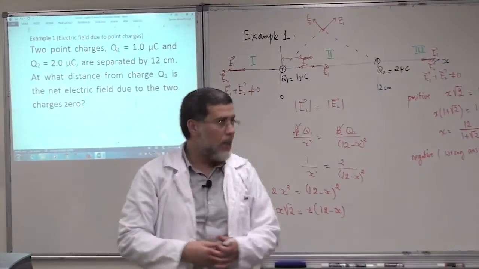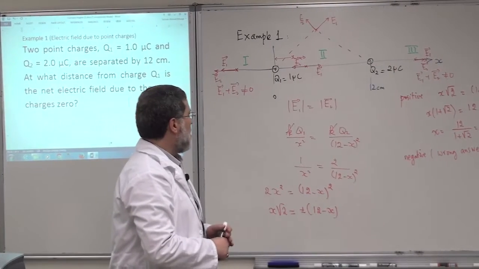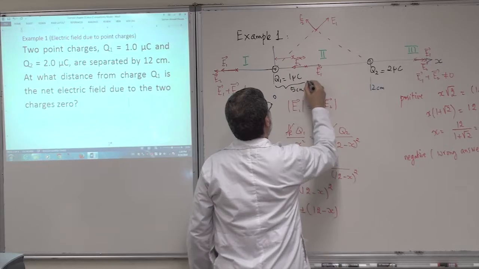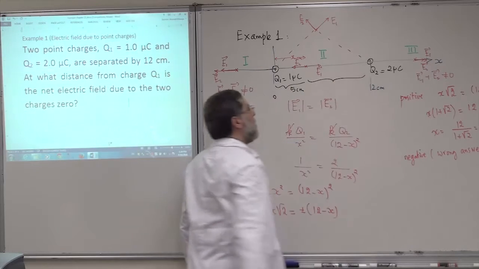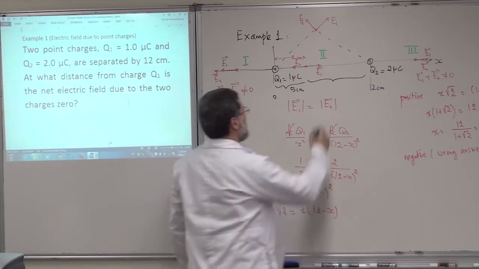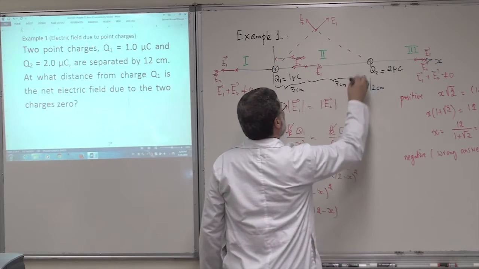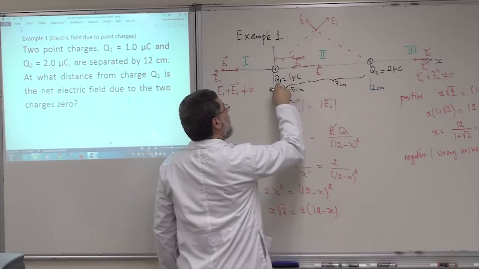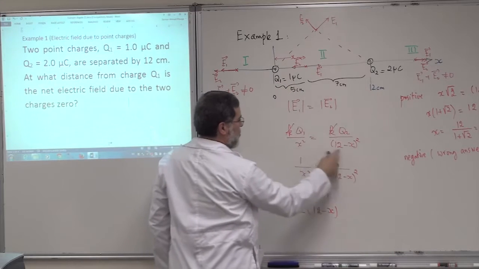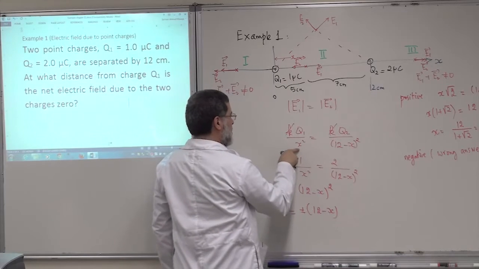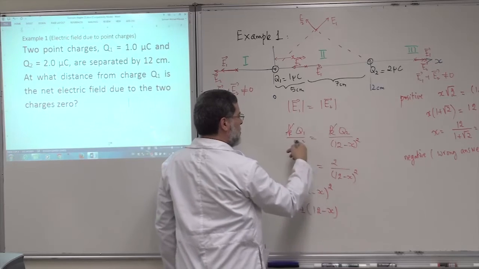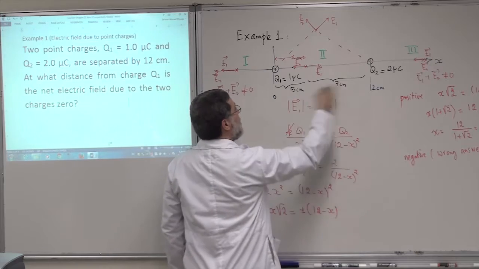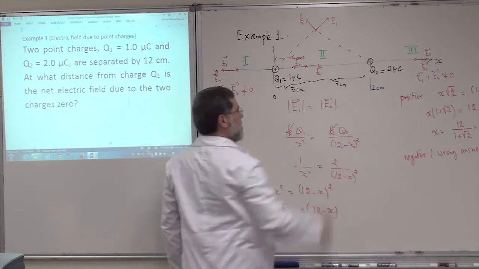Now, if this is 5 centimeters, this distance will be 7 centimeters. You notice that the point is closer to the charge which is smaller in magnitude because of the distance squared here. If you want to equate the two numbers, the charge is higher than this, so this distance should be smaller than this. And you can see it, 5 is here and 7 is here.